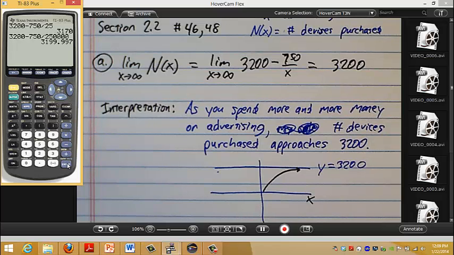Now, what about number 48? 48 says, graph the model in this viewing window. Use the graph to estimate an interval that would result in n of x being between 2,700 and 3,000. All right, so now this takes a little bit of work, and I thought I'd show this off a little bit. Let's go to the y equals screen, and let's replace what's there with our function. So my function is 3,200 minus 750 divided by x.